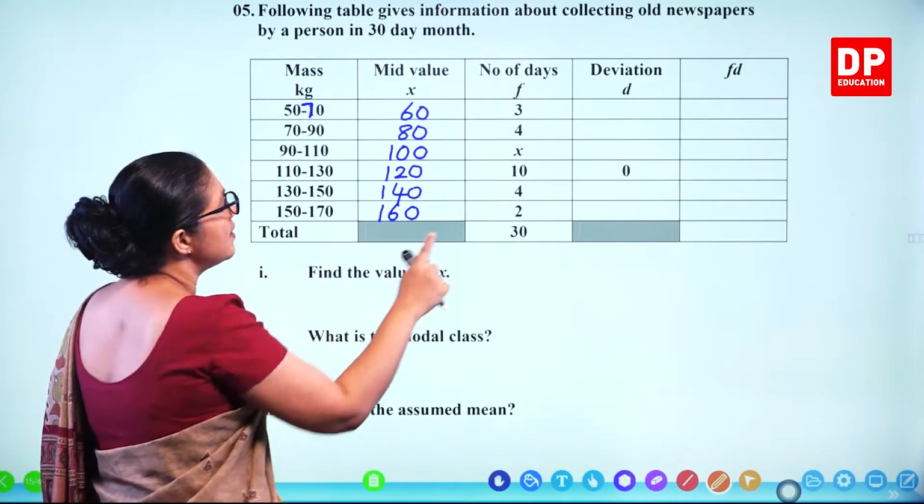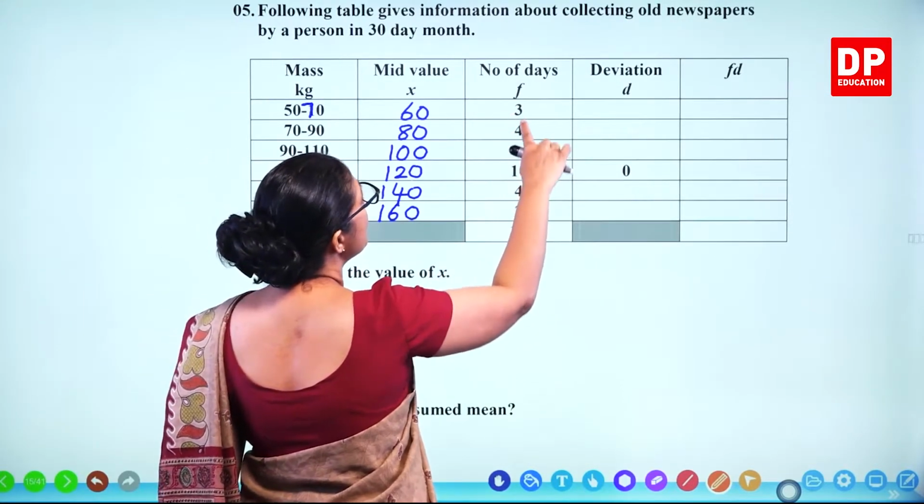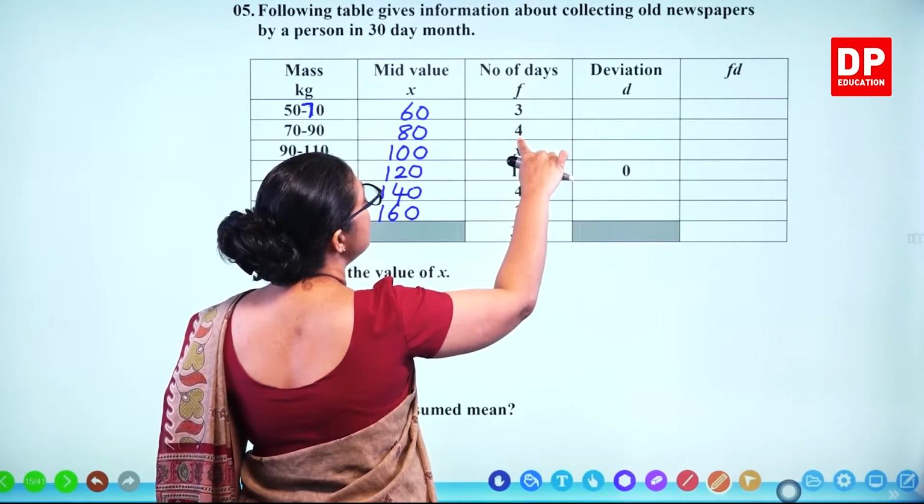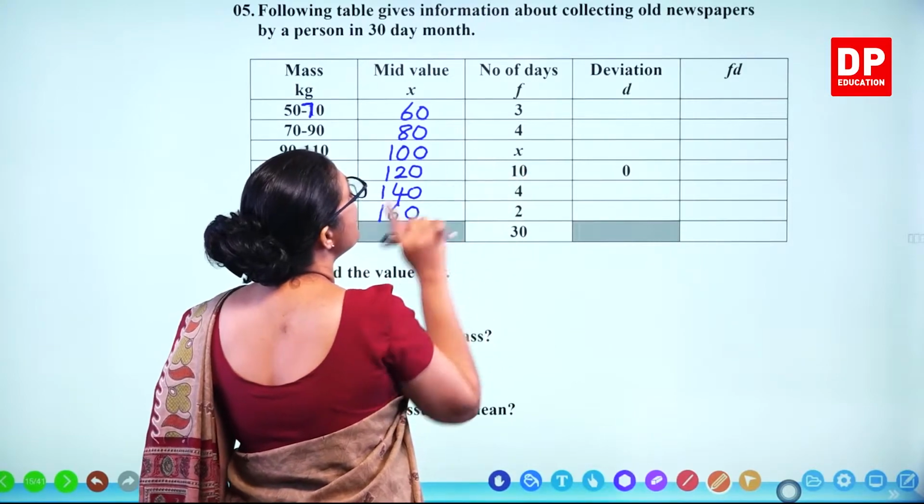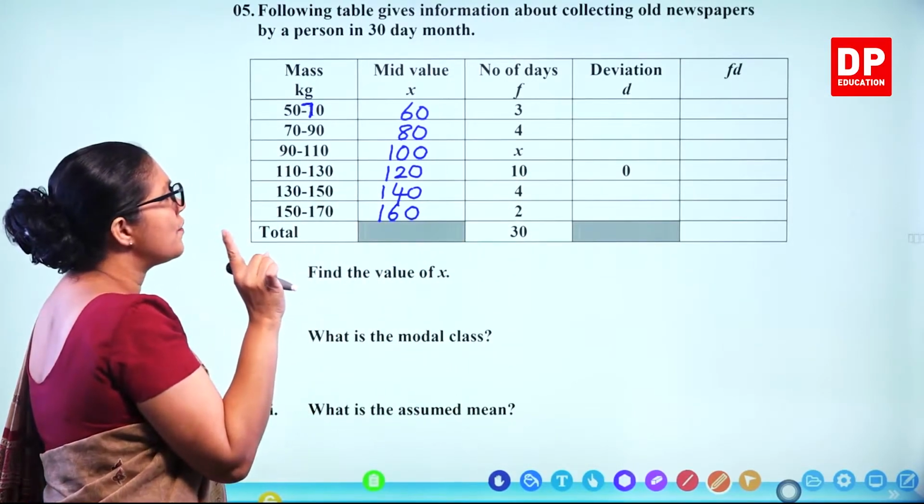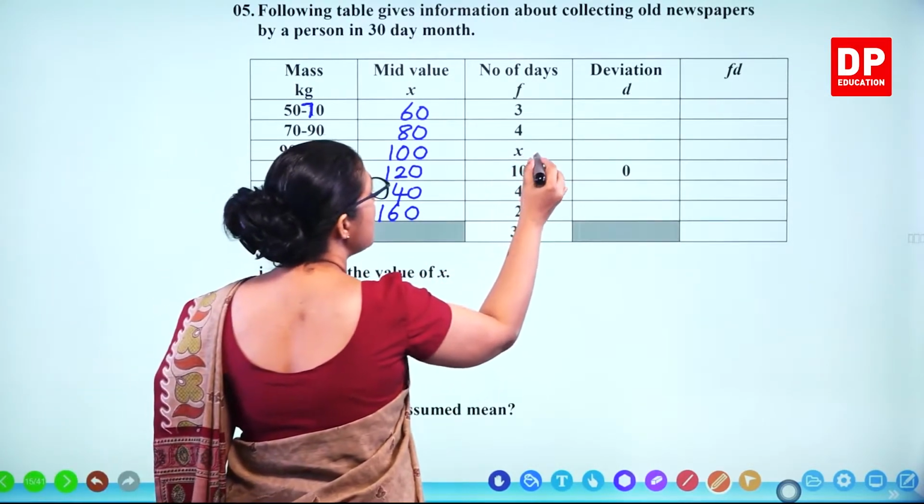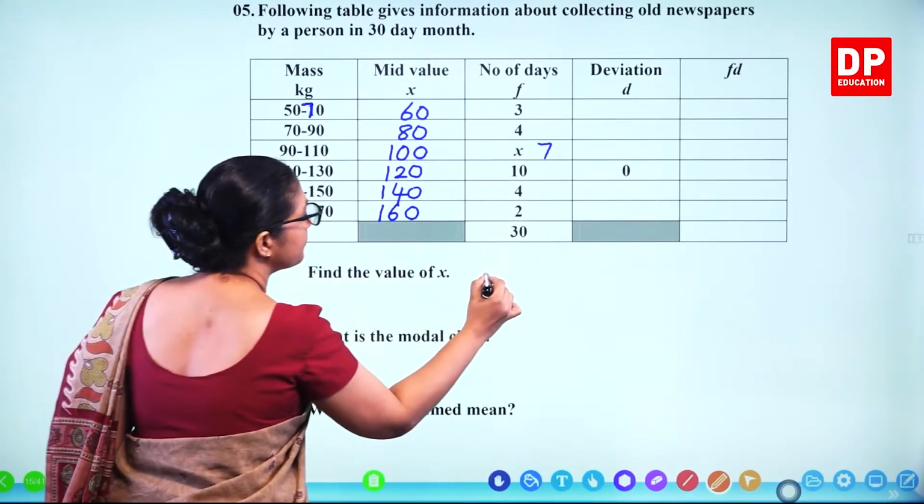Altogether 30. So we'll add and subtract from 30. 7. 7 plus 2, 9. 9 plus 4, 13. 13 plus 10, 23. So x should be 7 here.